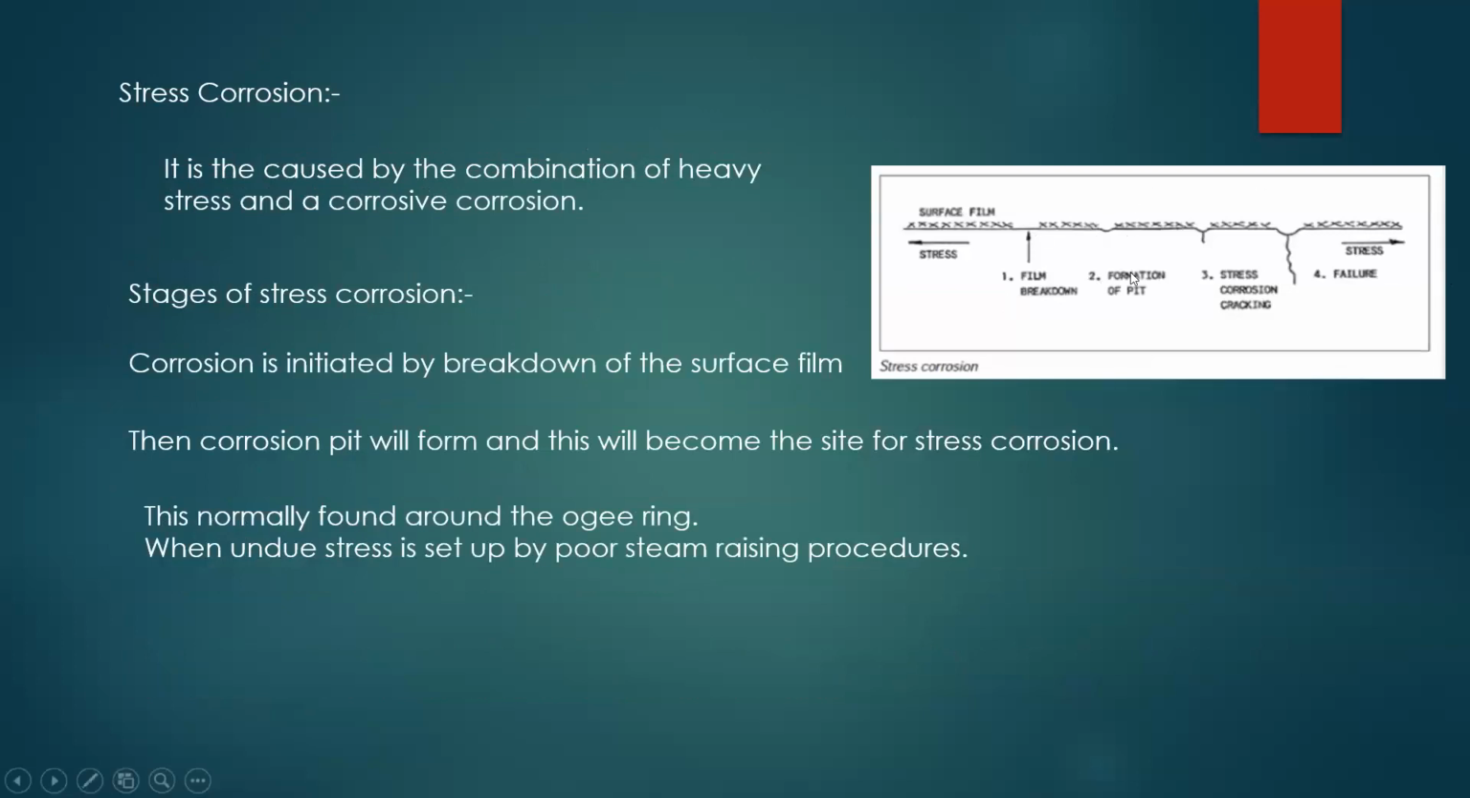Then formation of the pit, and this will become the site for the stress corrosion. Now in this pit, stress corrosion will occur. This is the preparation for the stress corrosion. Now finally, stress corrosion will take place. This is normally found around the auguring.